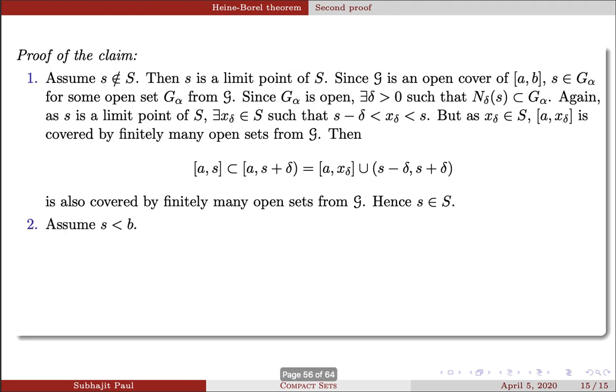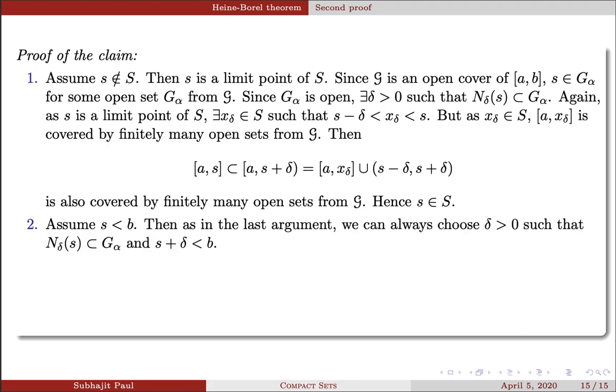This is the proof of our first claim. So the second claim is we need to show S is equal to B. So assume that S is something strictly smaller than B. Let's see what contradiction we arrive at. Then, as in the last argument, we can always choose delta positive such that the delta neighborhood of S is in G alpha, just like over here, and S plus delta is still less than B.